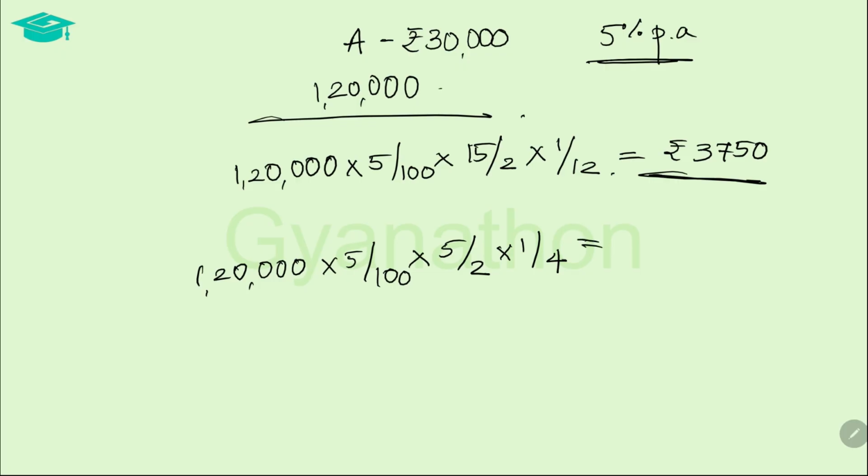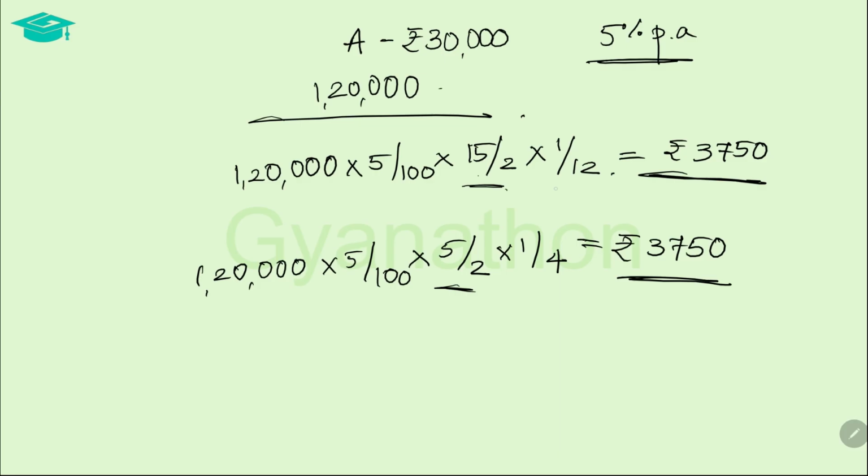So that will be a total of rupees 3,750. So you can see that the difference between these two formulae, whether you are calculating on the basis of months or quarters, is one is the average period. Here we had seen it was 12 months plus 3 months divided by 2, and here it was 4 quarters plus 1 quarter divided by 2.